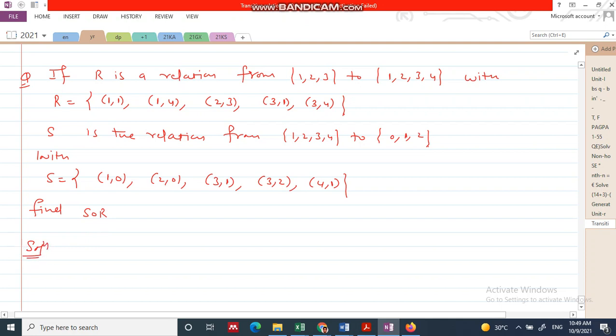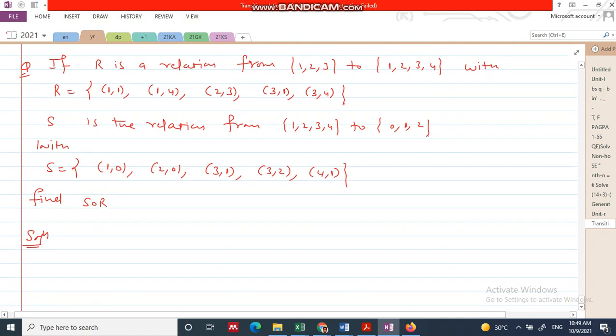So solution: I told it in the LPU live that you please ignore the second example, because that example is wrongly solved. So the correct solution for finding S o R is this: you start from this R, not from S. In the previous video I told you to start from S, but no, start from this side, R. So write the elements of relation R.